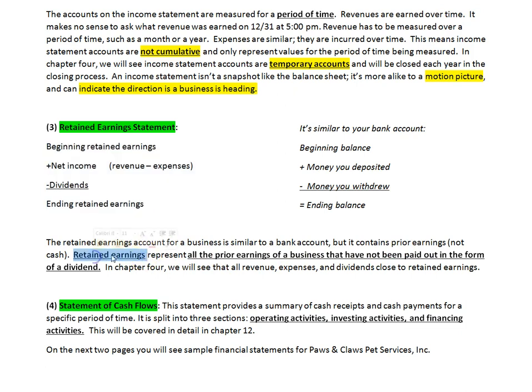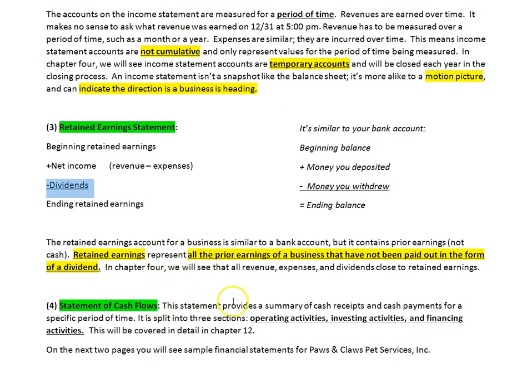Again, the definition of retained earnings. It's a tricky account, but it represents all the prior earnings of the business that had not been paid out in the form of a dividend. So it's a cumulative permanent account. That's why it starts with the beginning balance. It adds to it net income, so all the revenue and expenses we earned during the period, and then subtracts out dividends, because this money effectively left the business. We pay it out to the owners of the business, so it's no longer retained in the business.